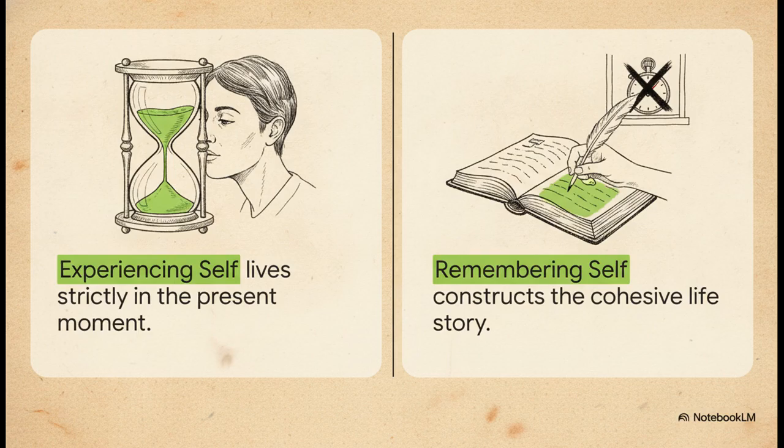But on the right, we have the remembering self. This self strictly evaluates the past to build a cohesive narrative, a life story. And here is the absolute kicker. The remembering self completely ignores duration. It literally just tosses the stopwatch out the window.